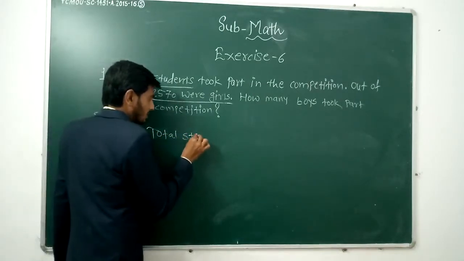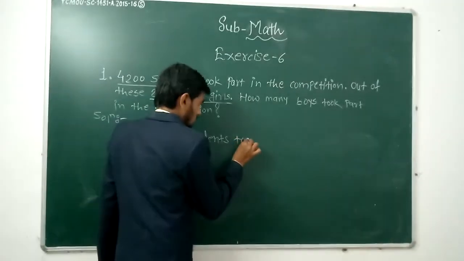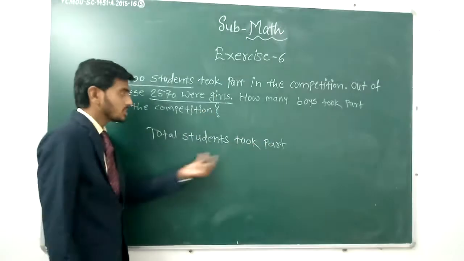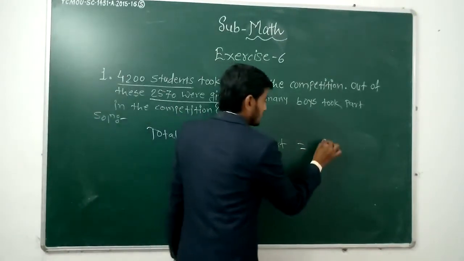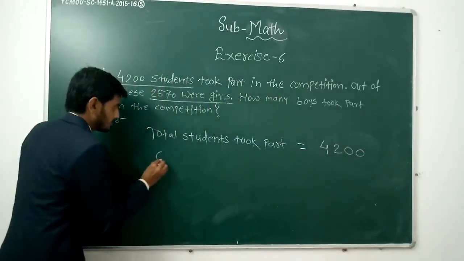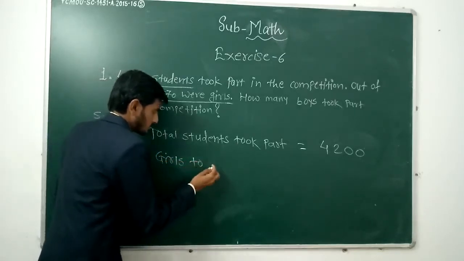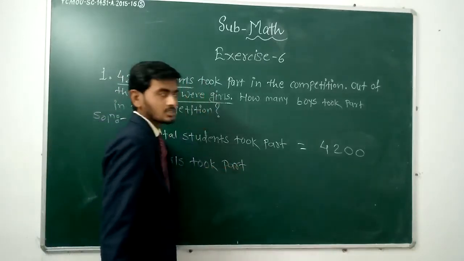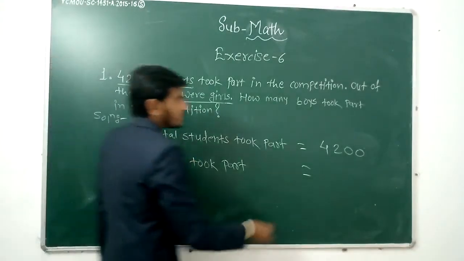टोटल स्टूडेंट्स टुक पार्ट इन कंपटीशन। टोटल स्टूडेंट्स टुक पार्ट कितने हैं, टोटल 4200। ओके, आउट ऑफ दिस गर्ल्स टुक पार्ट, हाउ मेनी गर्ल्स टुक पार्ट, टोटल 2570.